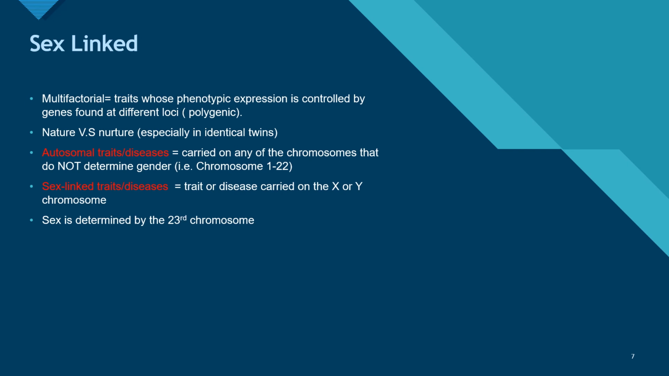Next, we talked about sex-linked diseases. So here are just some quick notes on it, but all you basically need to know is that they're traits whose phenotypic expression is controlled by the genes found at different loci. And then we talked a little bit about autosomal traits and diseases, which are carried on any of the chromosomes that do not determine gender, and then sex-linked traits and diseases, which are traits or disease carried on the X or the Y chromosomes. So remember that we represent girls as XX and boys as XY.